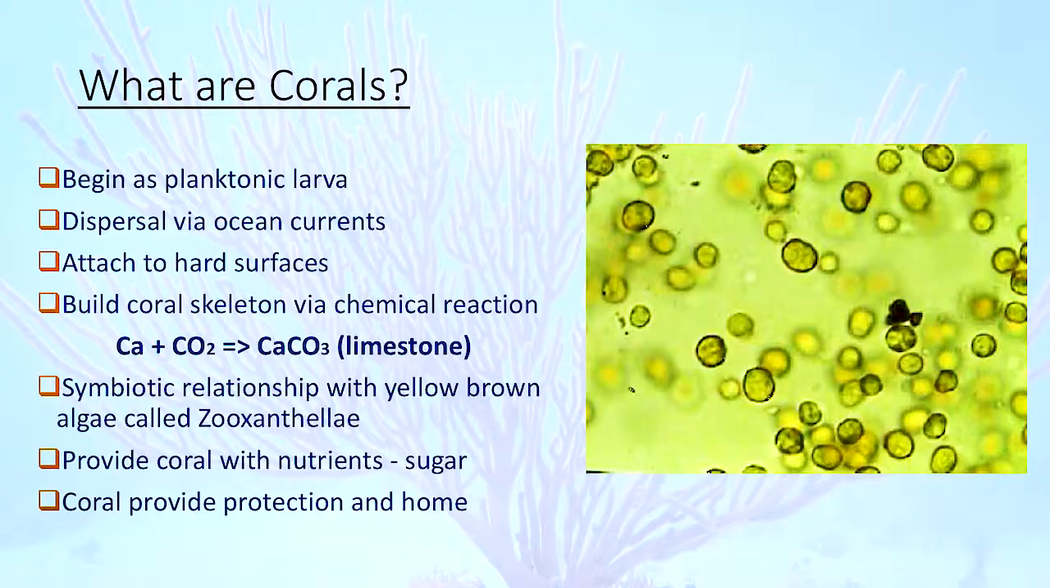So corals begin their life as planktonic larvae, similar to humans and many other species on Earth. There are female corals and there are male corals. So the male corals put out sperm and the female corals put out eggs.